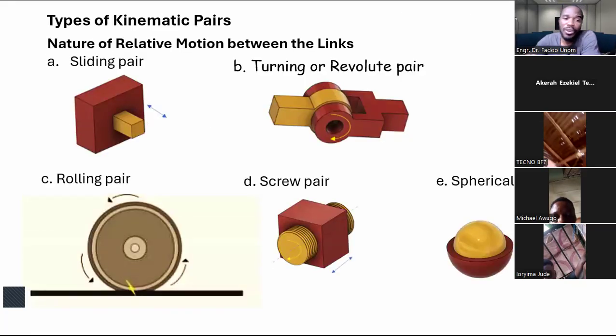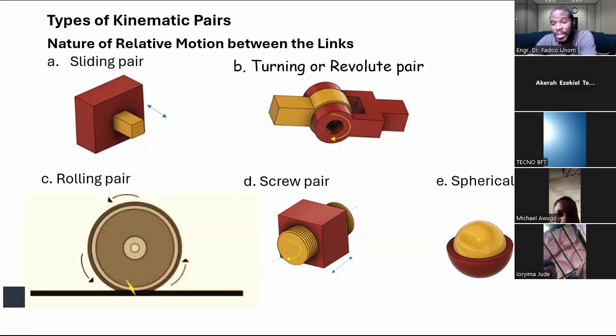Then, based on the nature of relative motion between the links, we said sliding pair. This is when one link is allowed to slide along the length of another. Okay, it might be inside, it might be on top of it and all of that, so far as one is allowed to slide, okay, to perform linear motion back and forth. Then we call it a sliding pair. A turning or revolute pair allows one link to revolve, to carry out rotational motion with reference to the other link.